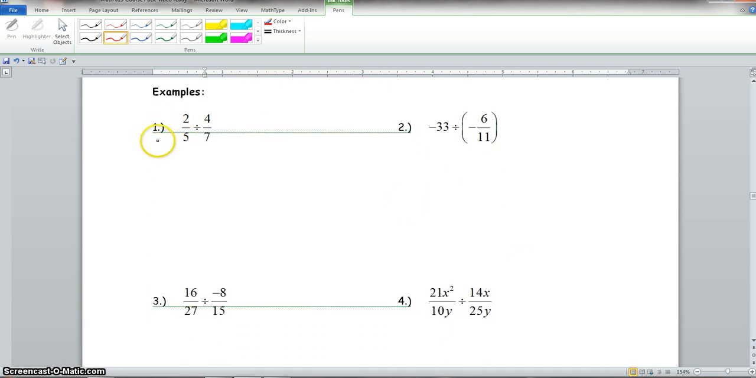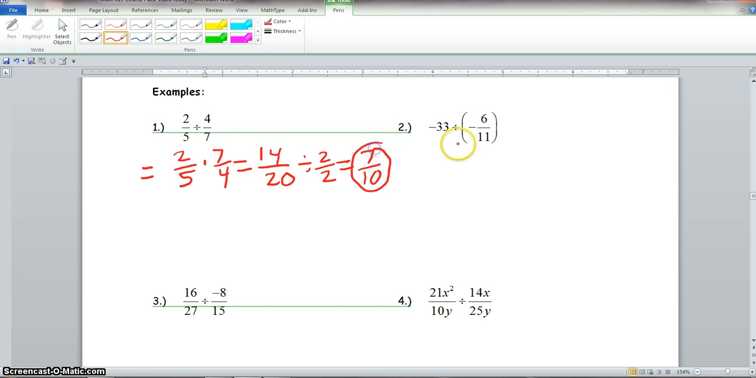Now we come down here to example 1. We keep the first fraction the same, 2/5. Division becomes multiplication, and we take the reciprocal of the second fraction or flip it. Now we multiply straight across. 2 times 7 is 14, and 5 times 4 is 20. Now we know 14 and 20, the greatest common factor is 2. We divide both by 2, and that will give us 7/10.